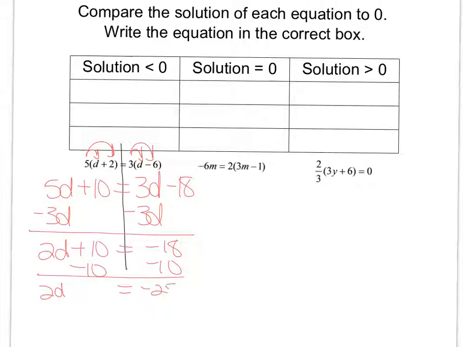Don't lose those negatives. Subtract 10 from both sides. 2d is negative 28. Divide both sides by 2. And d is negative 14. So this one's solution is less than 0. So I'm going to write the equation right here.